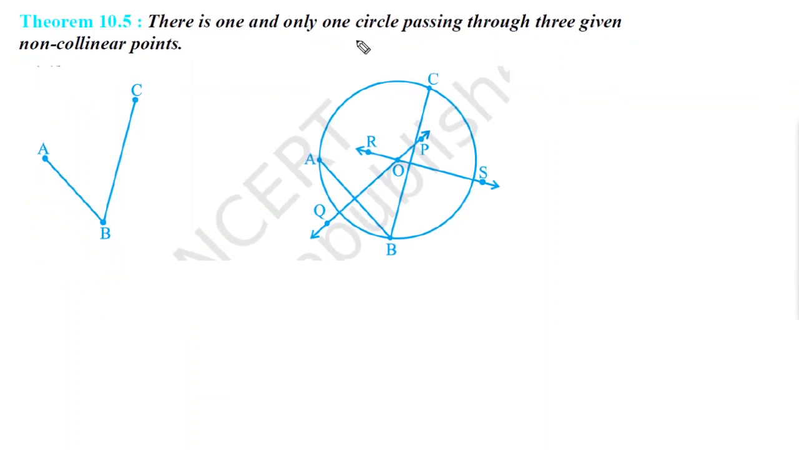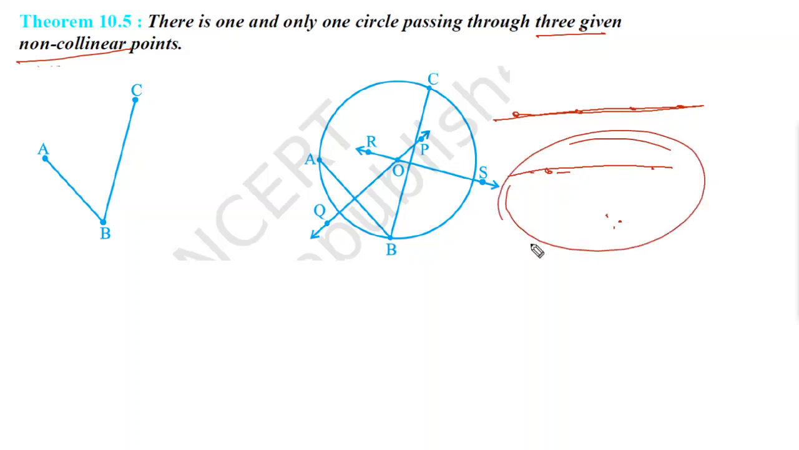There is one and only one circle passing through three given non-collinear points. First of all, let's see what a non-collinear point is. Collinear means, suppose 4 points are here and they are falling on one line. So we can say they are collinear. If I draw 3 points and I draw one line, can you see these 3 points are falling on one line? If these 3 points are not falling on one line, then we can say they are non-collinear. Okay, collinear means they will fall on a line.